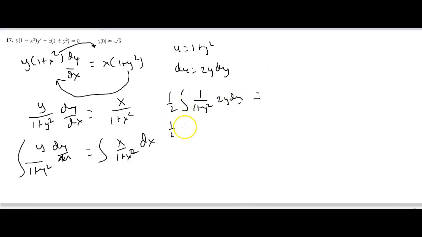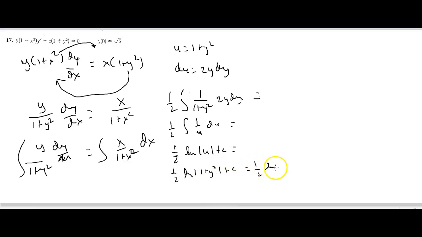And so I get 1/2. The integral of this would be the integral of 1 over u du equals, and then I would get 1/2 ln of u plus c equals whatever's the right-hand side, and so I'm going to clean this up as 1/2 ln absolute value of 1 plus y squared plus c equals 1/2 ln 1 plus x squared plus c. Again, the right and the left look the same, right? If they look the same, then the integrals can be the same except for the x's and y's.